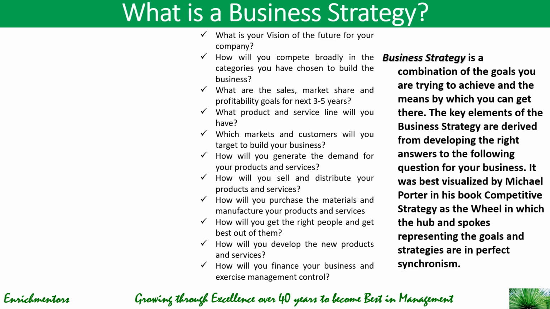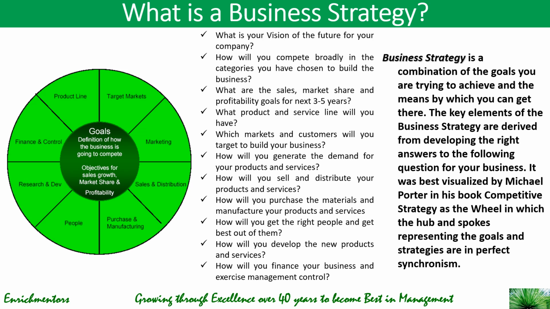It was best visualized by Michael Porter in his book, as I was saying, Competitive Strategy, as a wheel, in which the hub and spokes represent the goals and strategy in perfect synchronism, as you see here. You see the center that has goals, the definition of how the business is going to compete, objectives on sales growth, market share, and profitability, and then you have these means: product line, target market, marketing, sales, distribution, purchasing, people, research and development, and finance and control strategy.